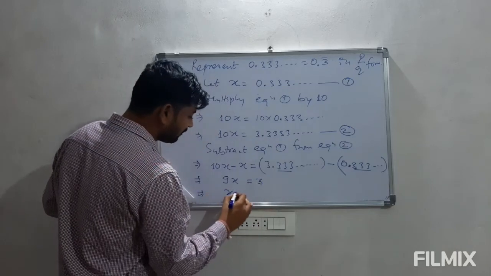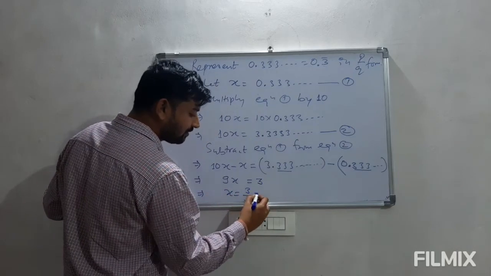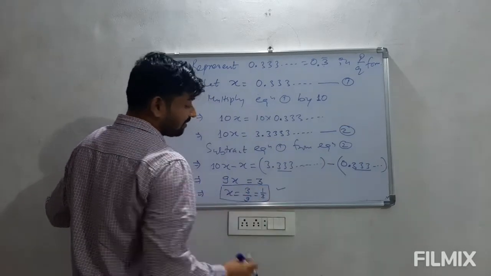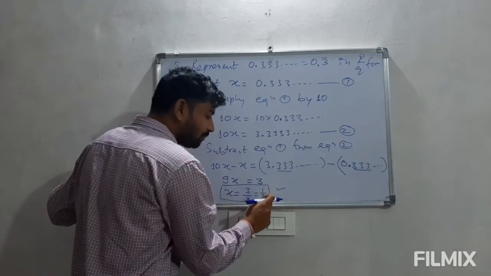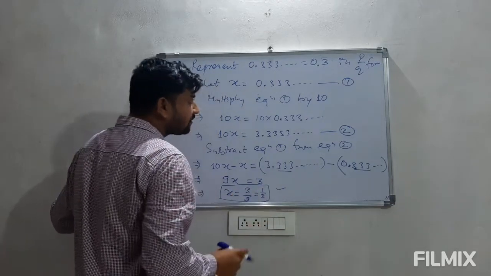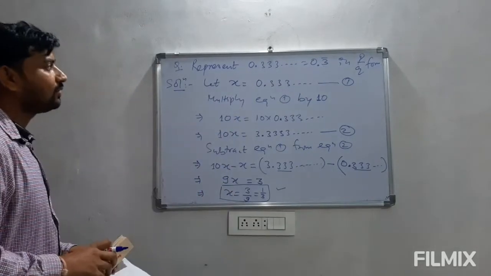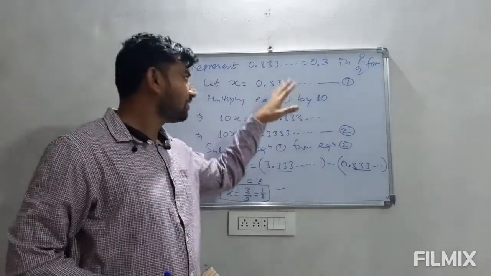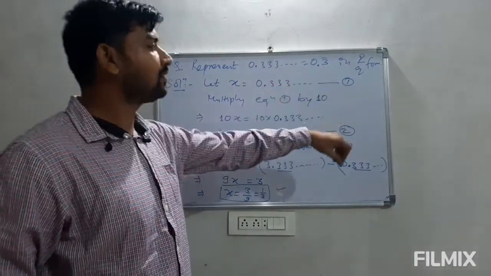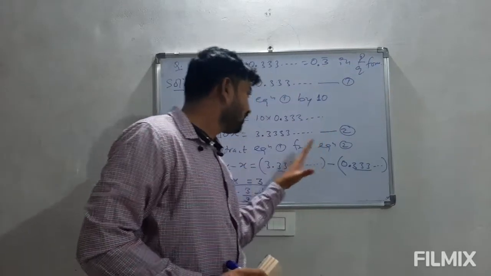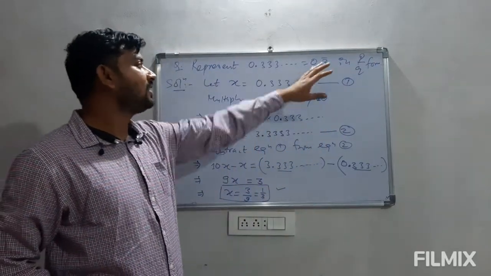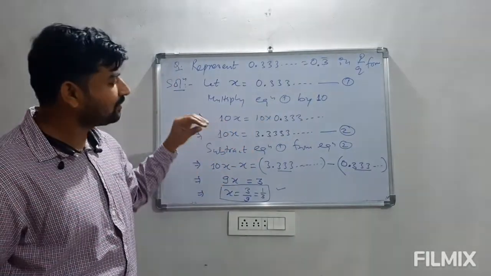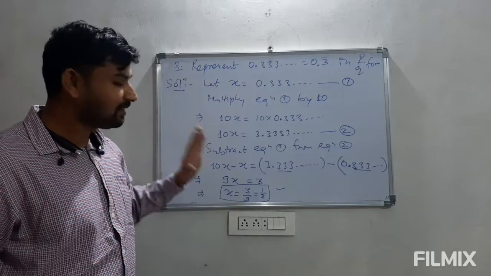So very simply we can write 3 by 9, that is nothing but 1 by 3. So this is now x in the form of p upon q, where p is 1 and q is 3. This is the way we go through these kinds of questions, where a non-terminating repeating decimal is given and we want to convert it into the form p by q. If one digit is repeated, then we multiply by 10. Whatever second equation comes, we subtract the first from the second and get this result.